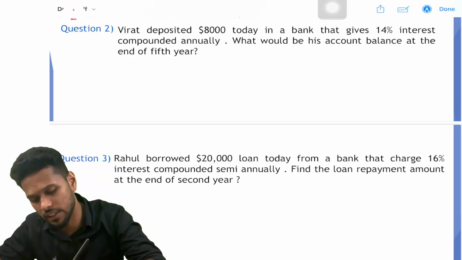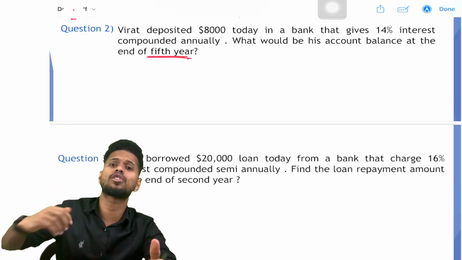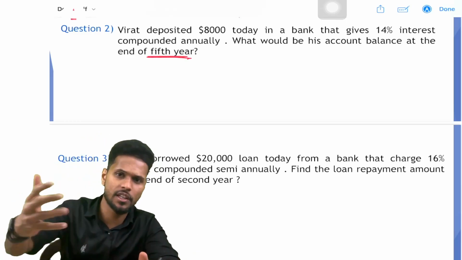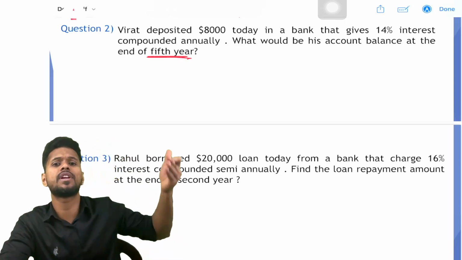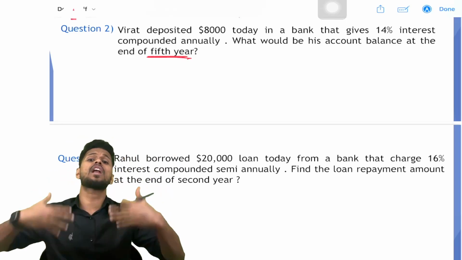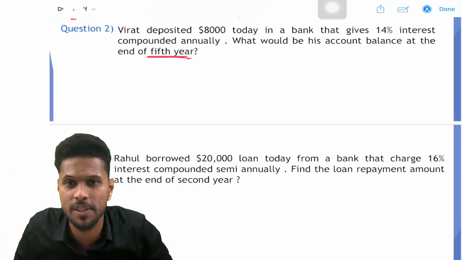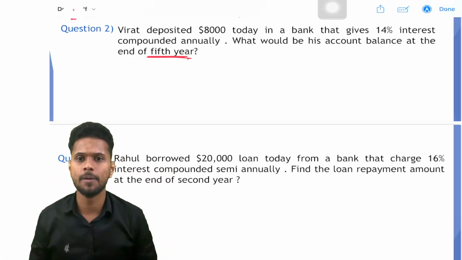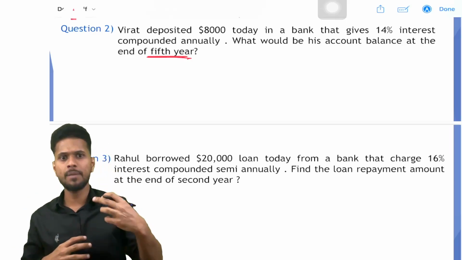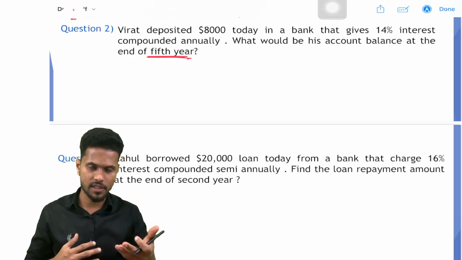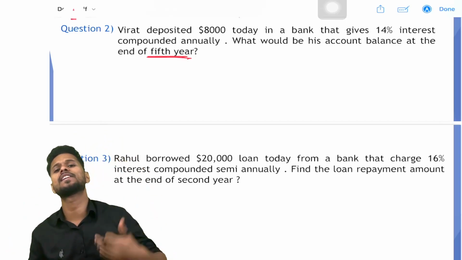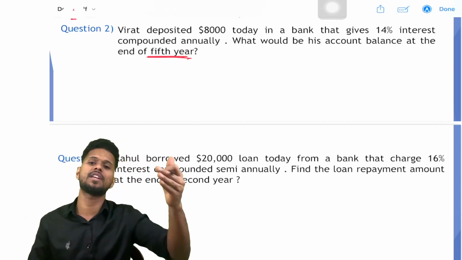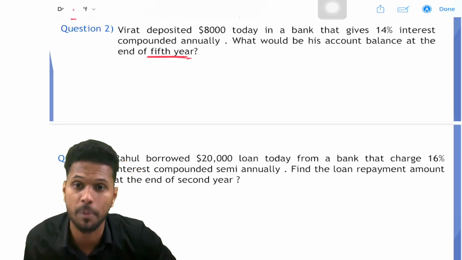Year 5 they are asking. So it's a case of compounded interest, an annual case, also very easy. So it is 14%. At the end of every year, the amount will become 114%. How 114%? 100% means that amount itself, 14% means extra interest. So at the end of every year, it will become 114% of the previous amount.